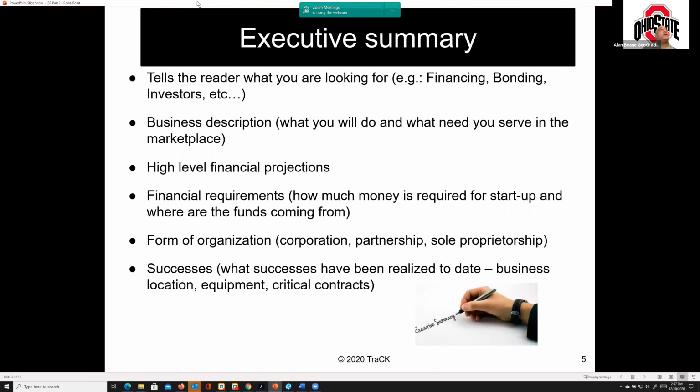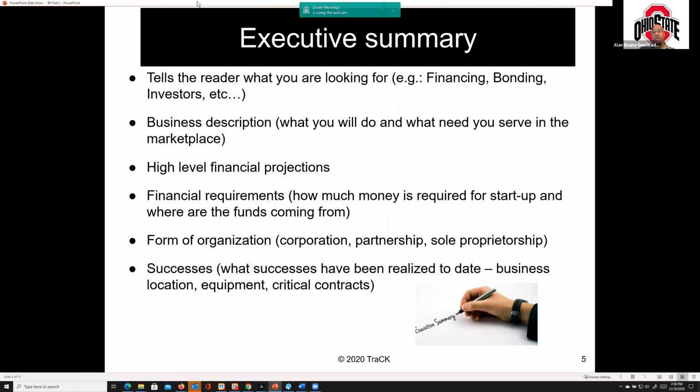So basically this right here tells the reader what you're looking for. It also tells what you will do and what needs you will serve in the marketplace. This is just a summary of the whole business plan. It gives very high level financial projections. And it would also have any financial requirements, or how much money you would need in the case of a startup, and where the money's coming from.